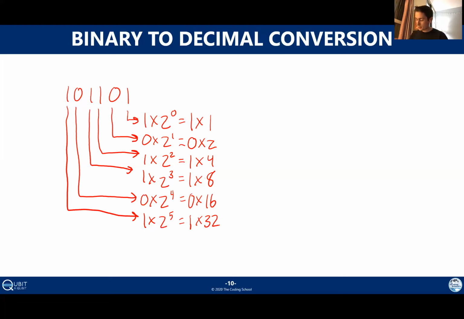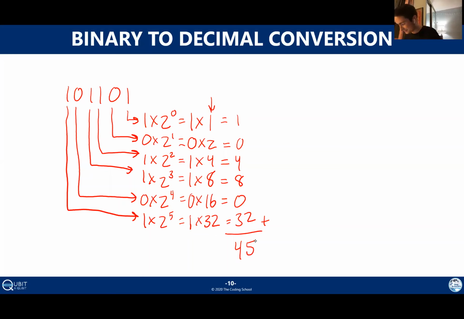Now, you can notice here that all of the powers of 2 are just doubling each time. So if you have any trouble remembering these, just start at 1 and keep doubling as you go up. And then finally, everything that's multiplied by 0, of course, just turns into a 0. And then we can go ahead and add this up. And I believe we get 1243, probably. No, 45. My bad. This should be pretty straightforward. This is like the easiest part of the conversion.